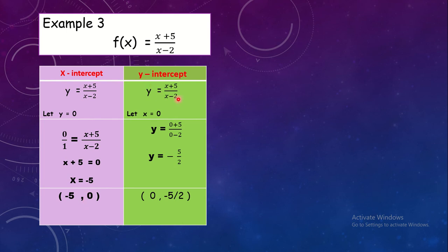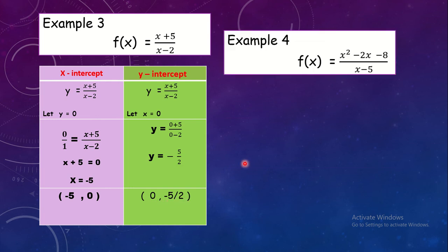For y-intercept, ganun din, change na lang natin yung mga x variables. So, 0 plus 5 over 0 minus 2. 0 plus 5 is 5. 0 minus 2 is negative 2. And then, eto ngayon ang ating y-intercept. So, ang sagot natin, 0 and negative 5 over 2.